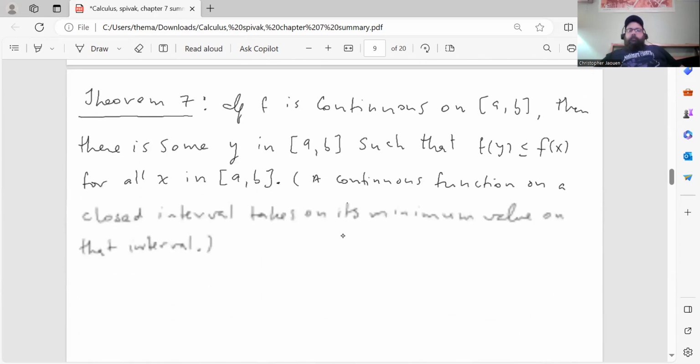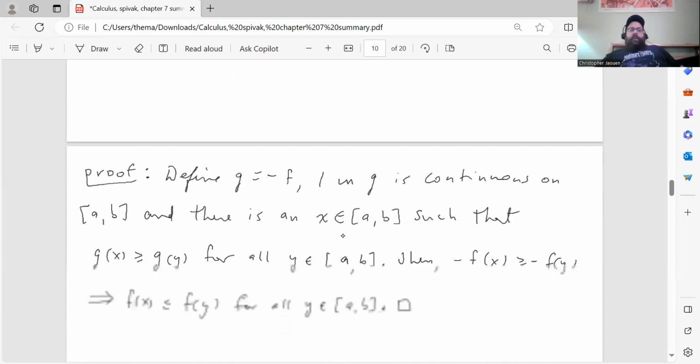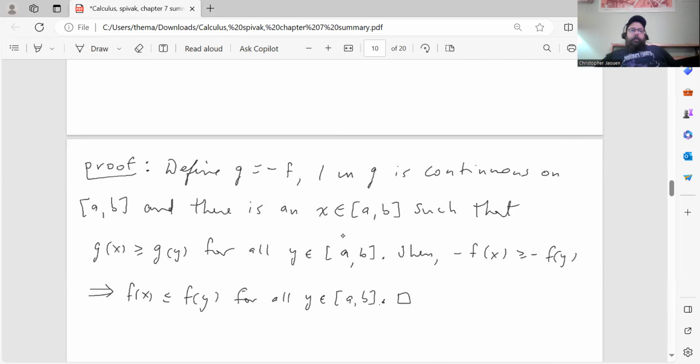All right. Going on to theorem 7, if f is continuous on the closed interval from a to b, then there's some y in the closed interval from a to b such that f of y is less than or equal to f of x for all x in the closed interval from a to b. This one is going to follow directly from theorem 3. He says a little note here too. A continuous function on a closed interval takes on its minimum value in that interval, just like theorem 3 says that a continuous function on a closed interval takes on its maximum value as well on that interval. Only here we're talking about minimums instead of maximums.